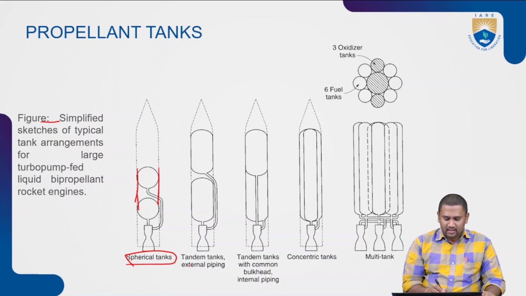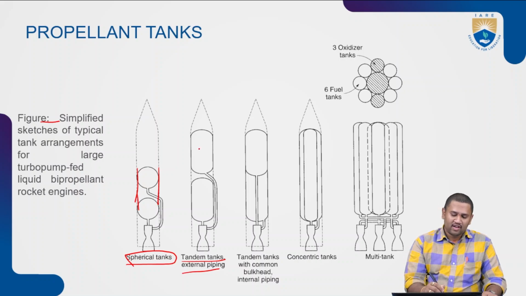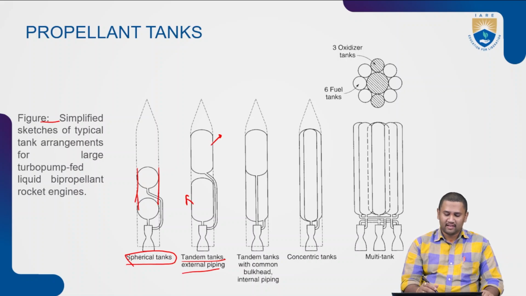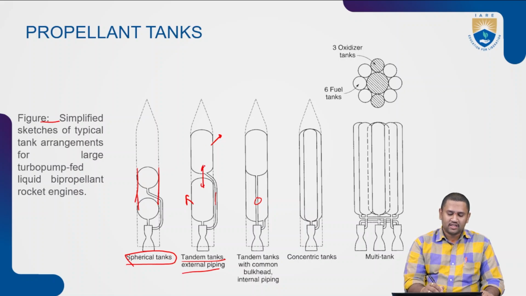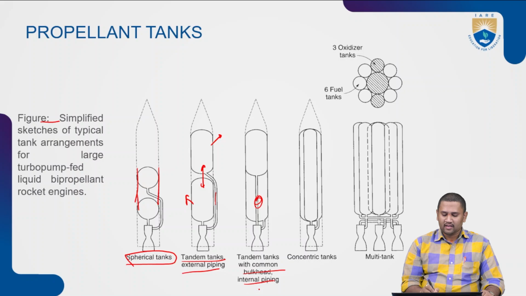Coming to small spherical tanks, the sphere is good, but it is not consistent with holding a larger amount of fuel. To cope with that, we have created two sets of tanks with spherical ends but cylindrical in nature. These will have either external or internal piping, depending on the type of fuel and oxidizer we consider, and they are positioned one over the other. That is a tandem arrangement. This is the same case but with internal piping, with a common bulkhead as well as tandem tanks.